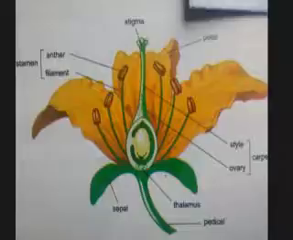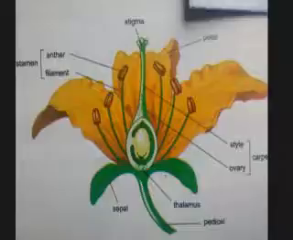The inner whorl of the flower leaves, which are yellow in color, separately are called petals. They are 4 in number, and collectively they are called corolla. They could be of different colors in different flowers, and because of these colors, petals or corolla are attractive to the insects.